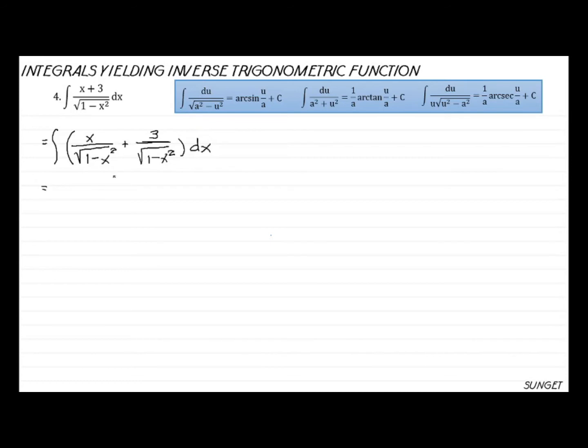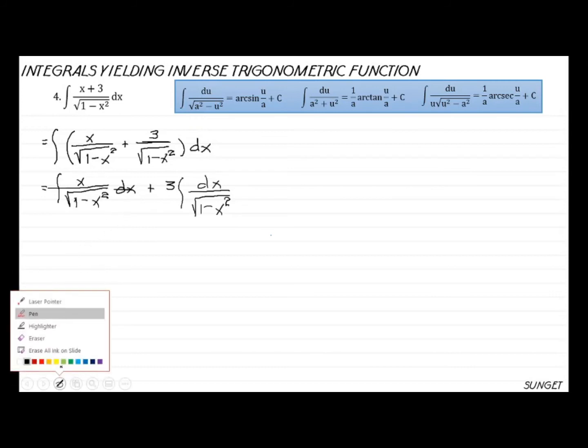So next is to apply the sum rule and the constant multiple rule. So we have the integral of x over square root of 1 minus x squared dx plus 3 times the integral of dx over square root of 1 minus x squared. So we have two integrals. The first integral can be evaluated using the substitution method.